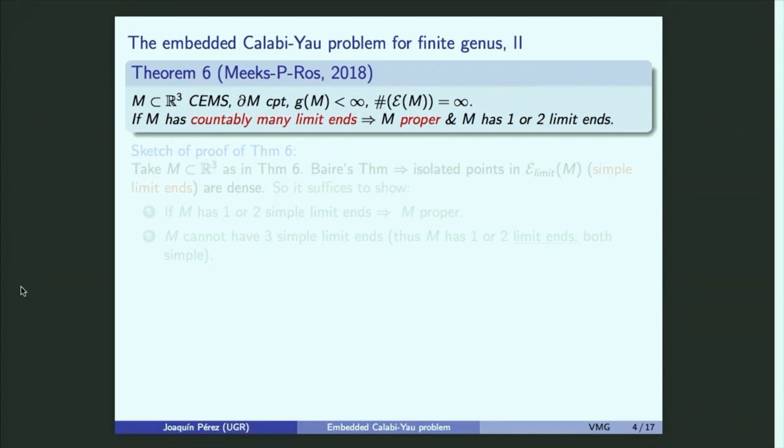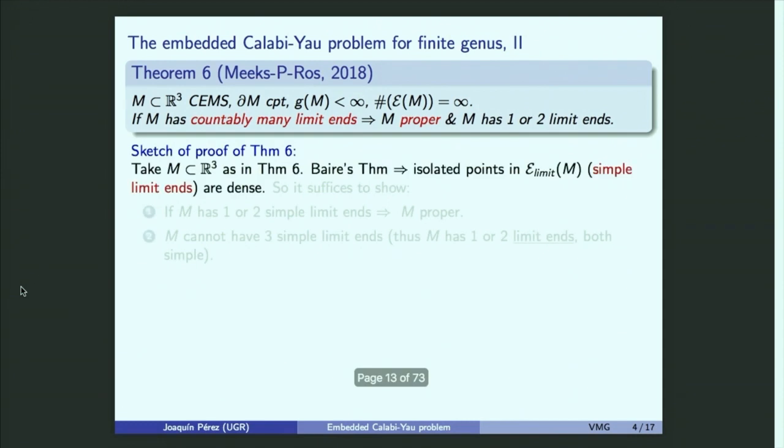Okay, so now in one slide I can give you a sketch of the proof, but you have to trust me, of course. I will not say everything. And then we will devote the remaining part of the talk to explain more or less what I'm going to assume. So I'm going to take a surface, like in the statement of the theorem, and then I'm going to focus not on the set of ends, but on the set of limit ends, which by hypothesis is countable.